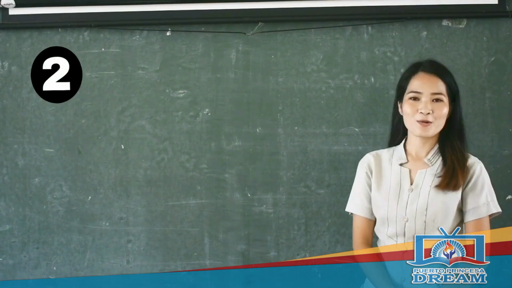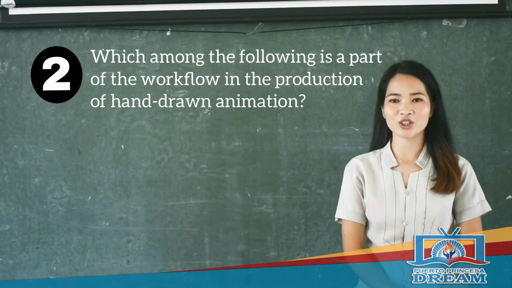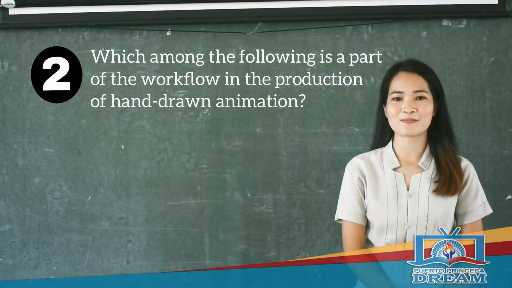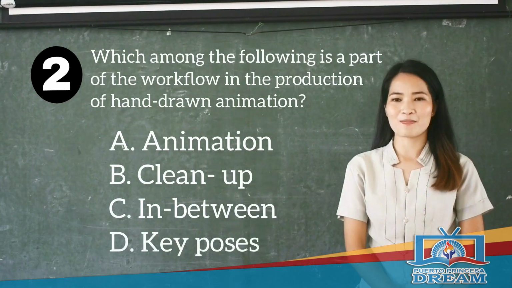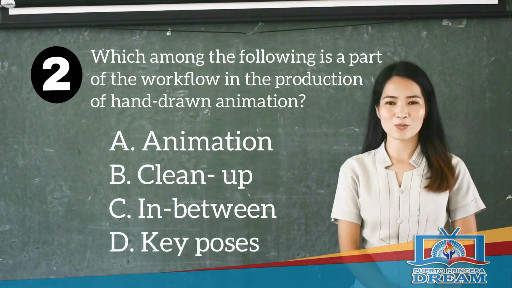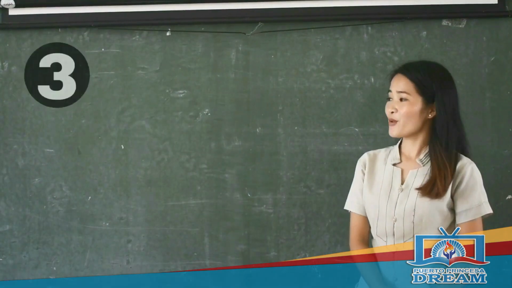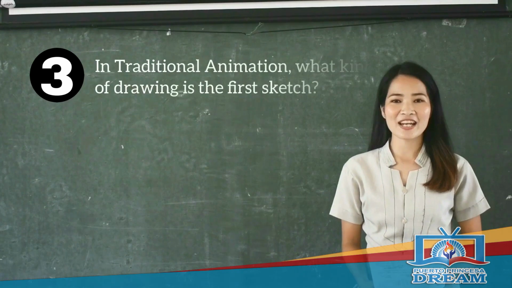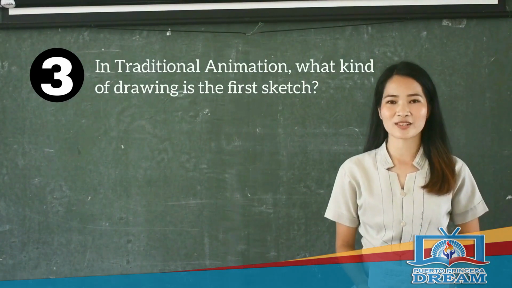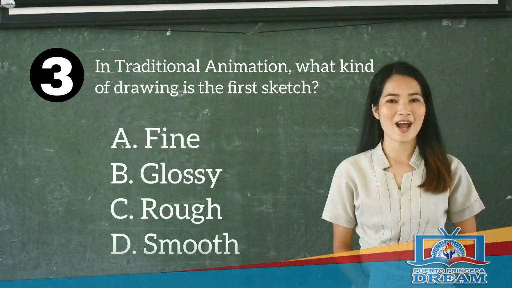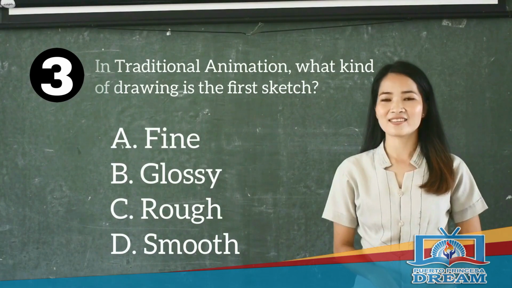Number 2. Which among the following is a part of the workflow in the production of hand-drawn animation? A. Animation. B. Cleanup. C. In-between. And D. Key poses. Number 3. In traditional animation, what kind of drawing is the first sketch? A. Fine. B. Glossy. C. Rough. And D. Smooth.